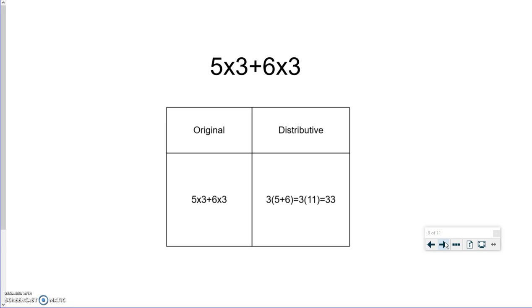Here's an instance where we would use the distributive property. If we have 5 times 3 plus 6 times 3, I can factor out that 3, and then I'll have 3 times (5 plus 6), and I can solve that by saying 3 times 11 is equal to 33, which does make it a lot faster than trying to solve this equation up here.